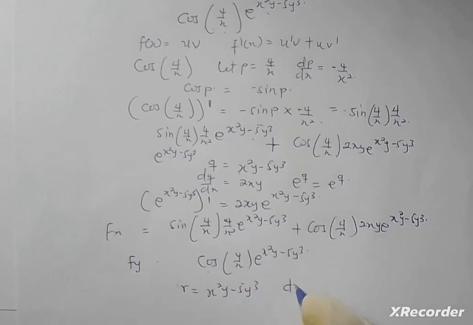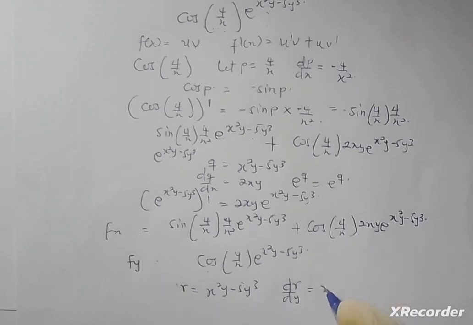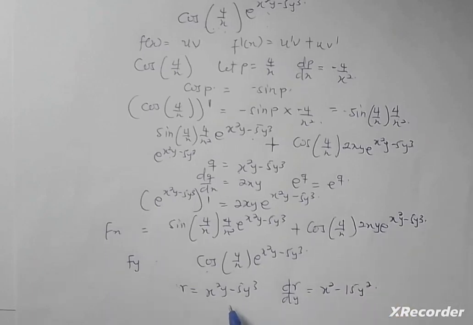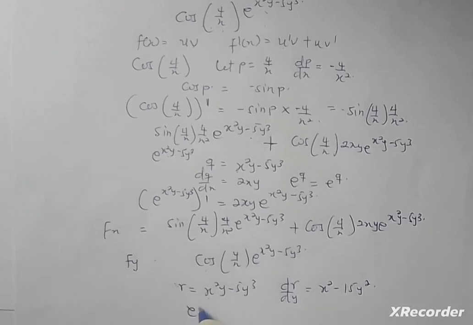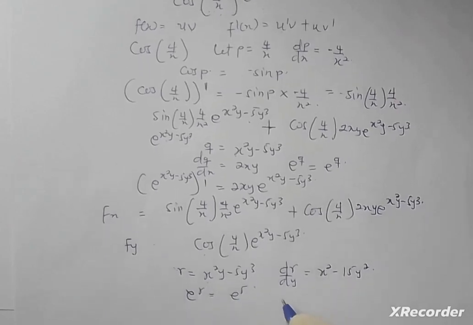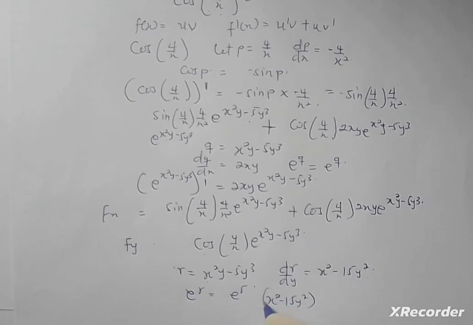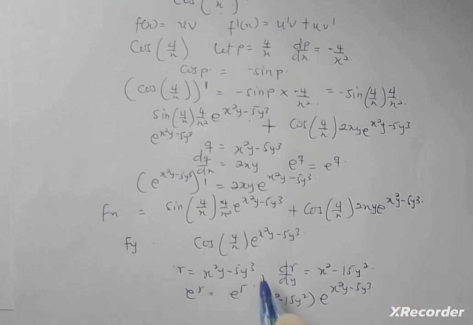r be equal to x squared y minus 5y cubed. So finding dr over dy, I'm going to get x squared minus 15y squared. That is, I'm differentiating with respect to y. So here y will go, leaving this as a constant, minus 15y squared. Then I'm going to get e to the power r. When I differentiate, I'm going to get e to the power r, so it remains. Therefore, the derivative becomes x squared minus 15y squared multiplying e to the power x squared y minus 5y cubed. That is for this part alone.